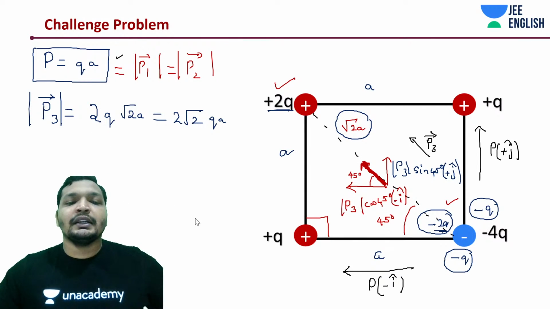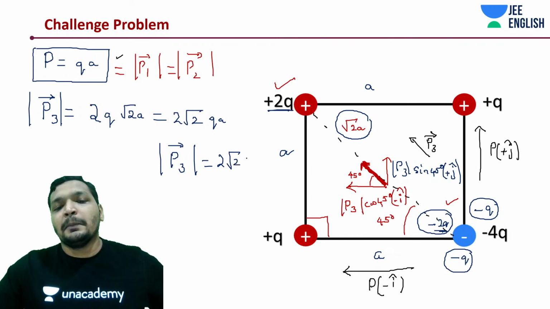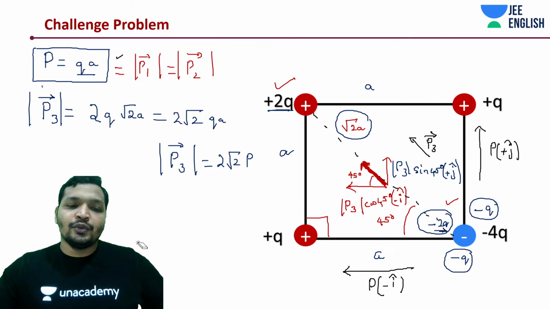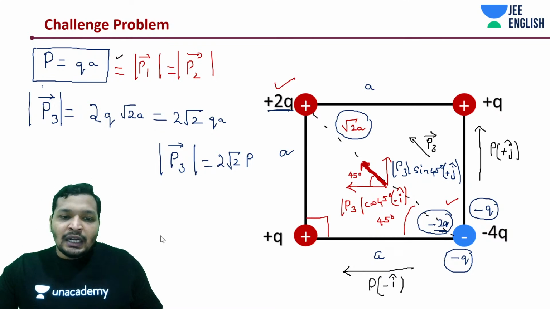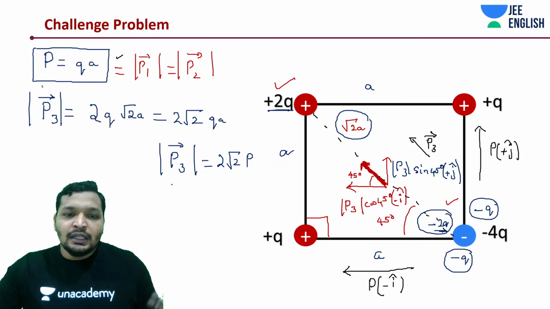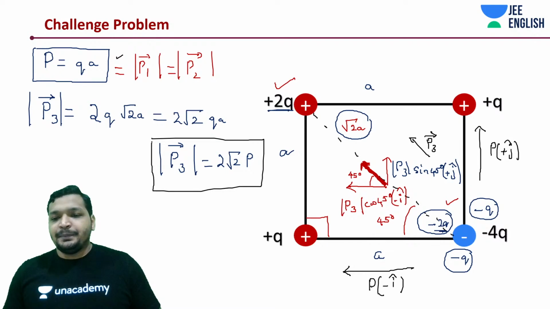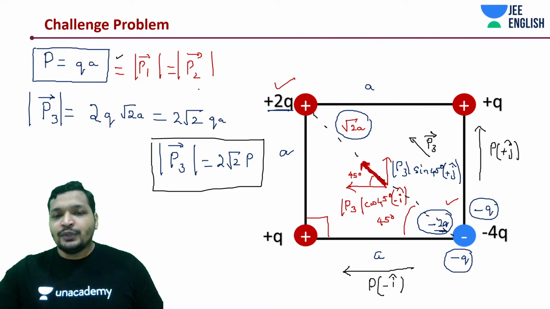Just a moment, let me write it down again. P3 magnitude is equal to 2 root 2 P, since we have given QA a name, P. We have defined P for convenience. So now the question is really simple. Just add P1, P2 and P3. Some of you have already got the answer. If not, let me just do it for you.